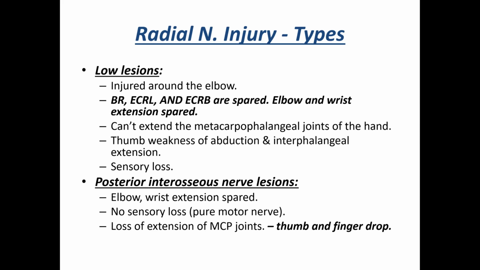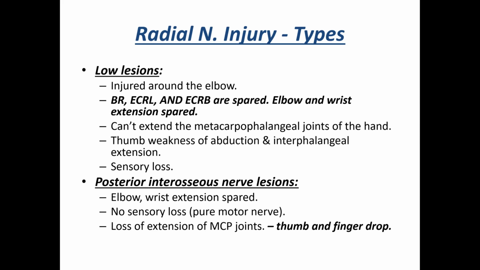In this kind of nerve injury, the brachioradialis, ECRL, ECRB are spared. So the patient will have preserved elbow extension and preserved wrist extension as well. There will be no wrist drop in this kind of palsy, but the extensors of the metacarpophalangeal joints of the hand and the extensors of the thumb joints will be paralyzed. So the patient will have inability to extend the finger joints and inability to extend the interphalangeal joint of the thumb, but his wrist extension will be preserved. And in addition to that, there will be sensory loss.